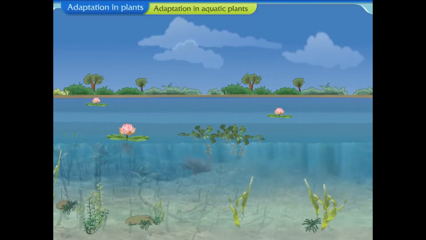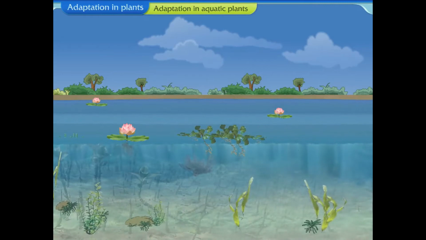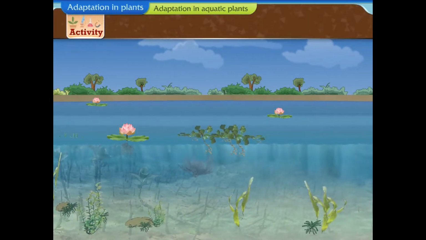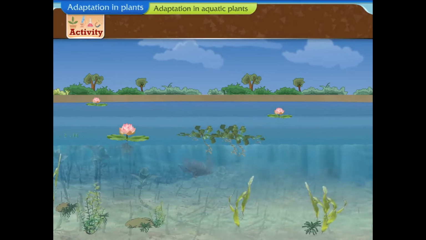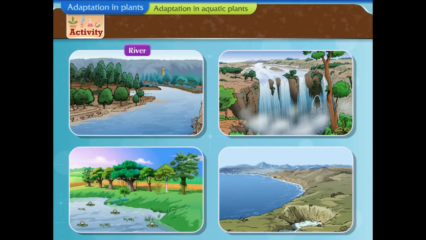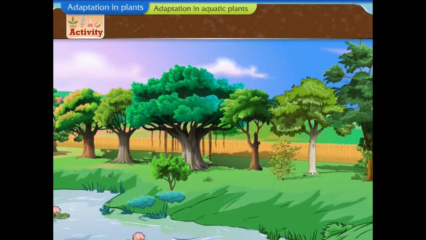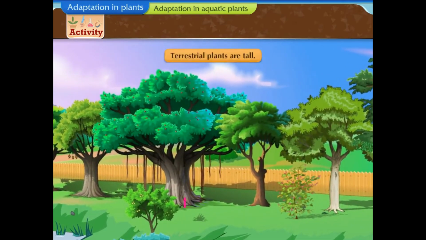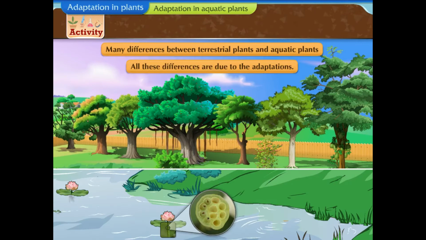Now, let us perform an activity to study the adaptation in aquatic plants. Activity. Let us visit water bodies like a river, brook, pond, lake in our surroundings. After observing the plants growing there, we notice that terrestrial plants like banyan, peepal are tall. In comparison to the height of these plants, aquatic plants show adaptations. Come, let us study this in detail.